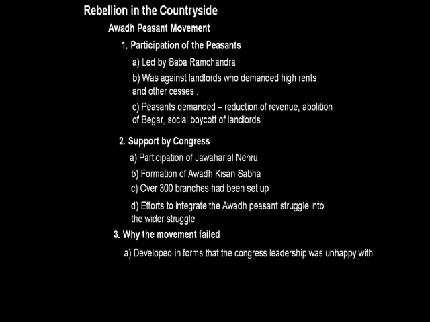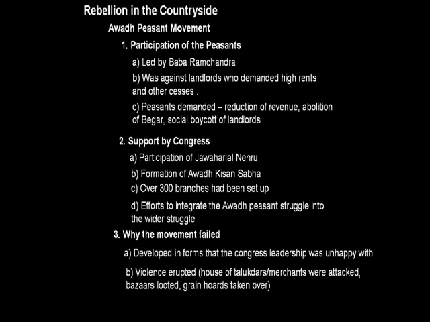But once the movement started in Awadh, the homes of the talukdars and merchants were attacked, bazaars were looted, and grain hoards were taken over. So the topmost leadership of Congress, especially Mahatma Gandhi, was not happy with the way the movement was running. So here it is: violence erupted, houses of talukdars and merchants were attacked, bazaars looted, and grain hoards taken over.